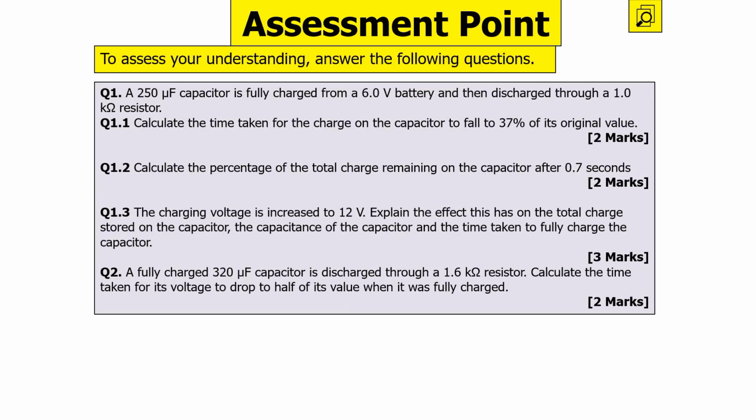Now, the next question says, a 250 microfarad capacitor is fully charged from a 6-volt battery and then discharged through a 1 kilo ohm resistor. Calculate the time taken for the charge on the capacitor to fall to 37% of its original value. Then calculate the percentage of the total charge remaining on the capacitor after 0.7 seconds. Then the charging voltage is increased to 12 volts. Explain the effect that this has on the total charge stored in the capacitor, the capacitance of the capacitor, and the time taken to fully charge the capacitor.